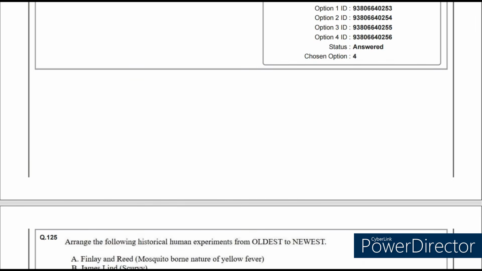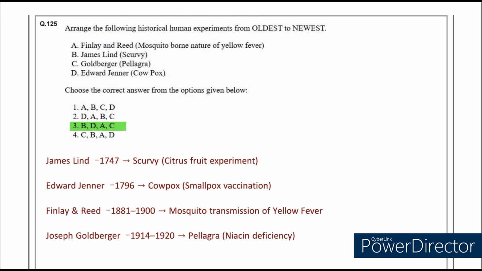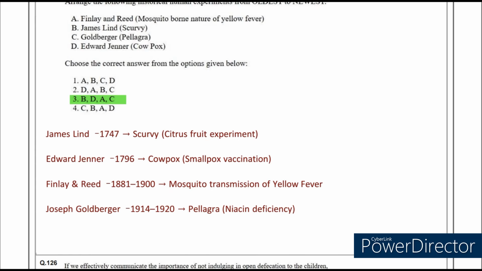And now coming to question number 125, which is again a chronological question, starting from scurvy, cowpox and mosquito transmission of yellow fever, and the last should be pellagra.